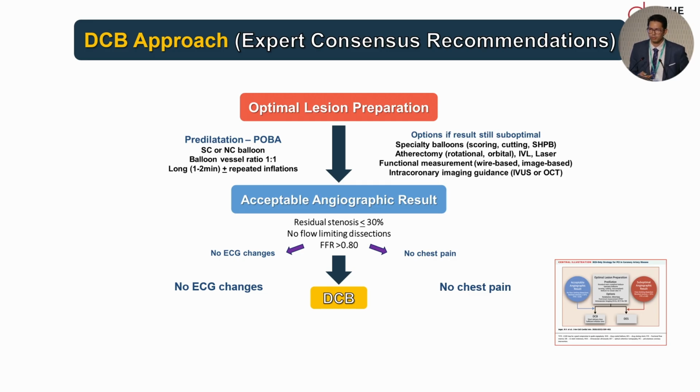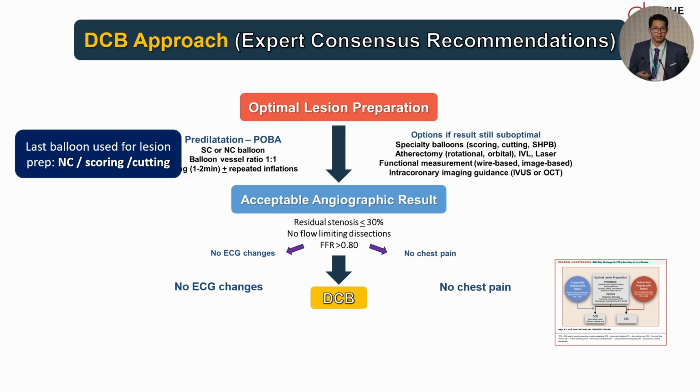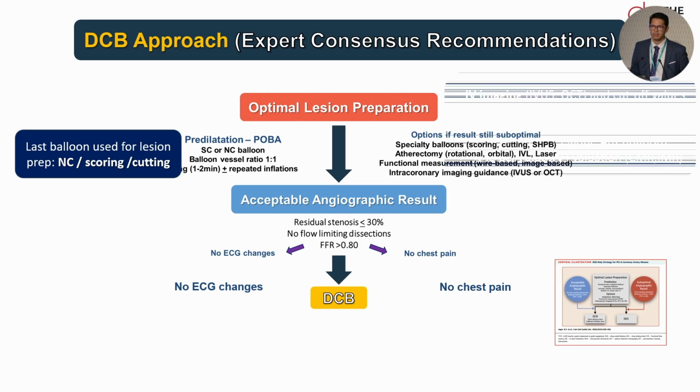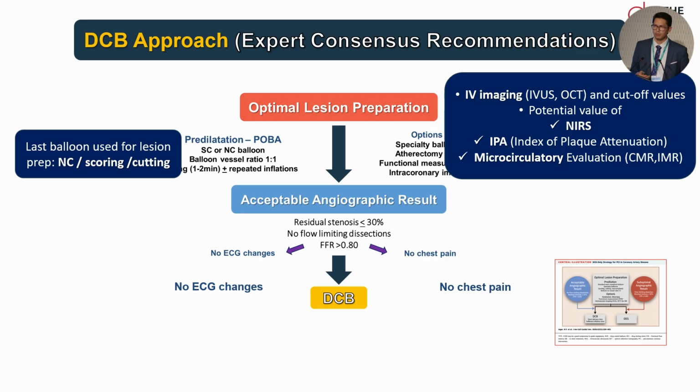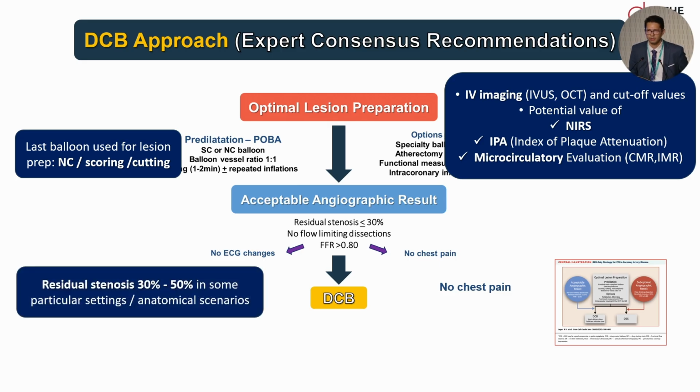We still have a lot of things to learn. And this is the meeting where we have to pop up questions. For example, should we recommend using a non-compliant scoring balloon or cutting balloon as the last tool after we finish our lesion preparation? We have to think about that. Potentially, we need to analyze the role of imaging before putting the drug in the vessel wall, using index of plaque attenuation and this new methodology of microcirculatory evaluation. We need to gather information in order to get a nice recommendation for the future use of these technologies.